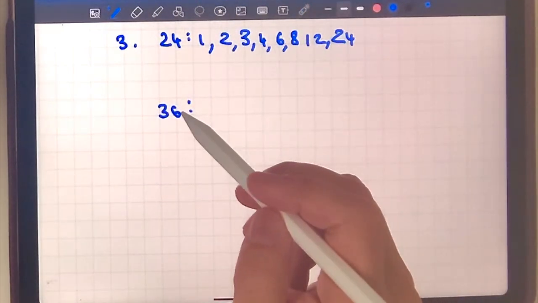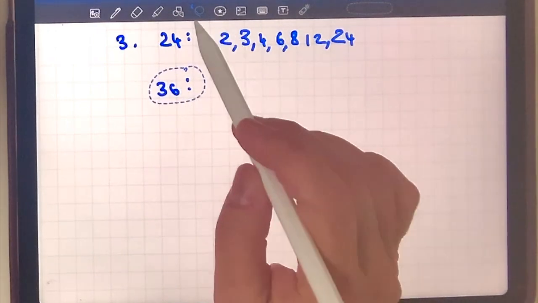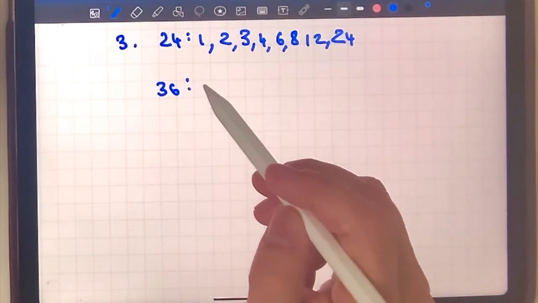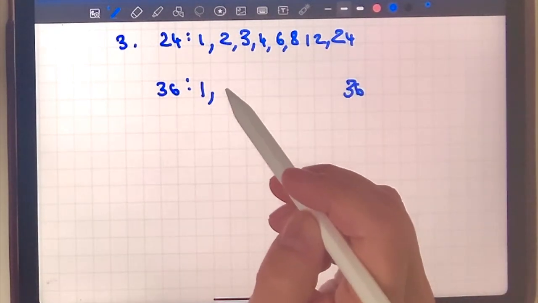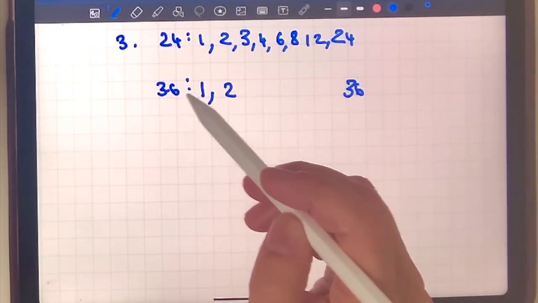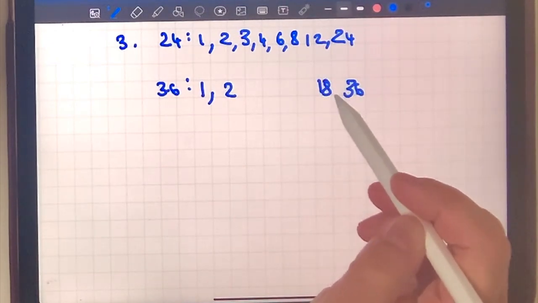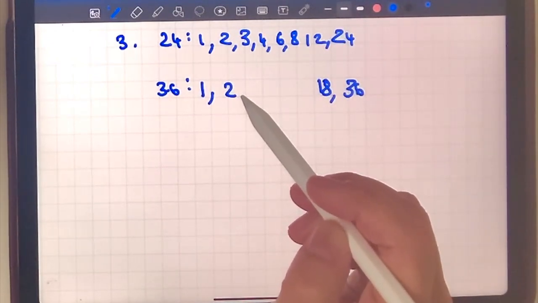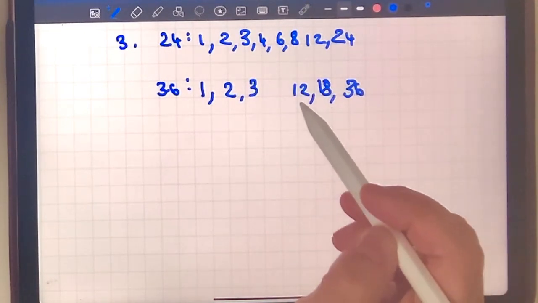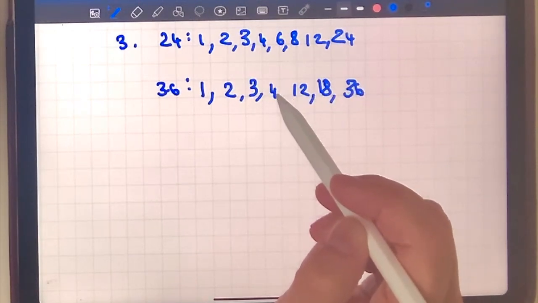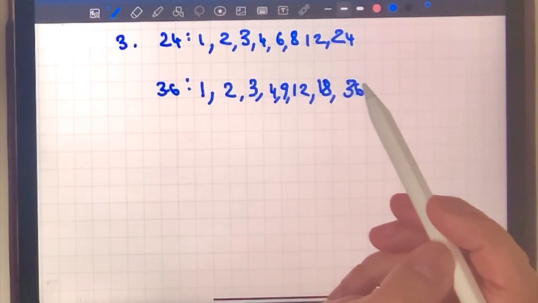Okay, 36. Let's move it up. Okay, so first factor is always going to be 1, and then 36. 2 is a factor because it's an even number, so 2 goes into 36 18 times. 3 goes into 36 12 times, and 4 goes into 36 9 times.